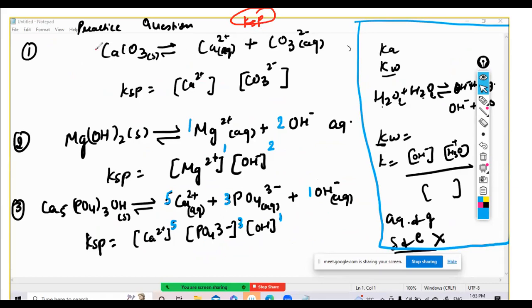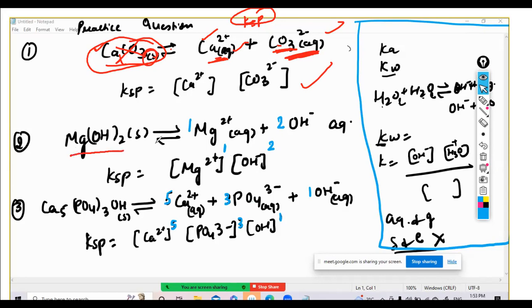So for example, here CaCO3 is dissociating into Ca2+ and carbonate 2-. So it would be the Ksp. You know that you will write the multiplication of the concentrations of the products. This is one of the products, and this is another product. I went ahead and wrote that. These are equal, so these are allowed. However, in the denominator you have the reactant, but here you will not include the reactant because it is in solid form. So this is the Ksp value.